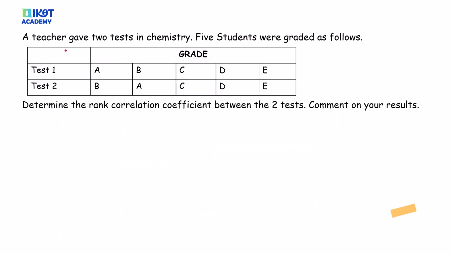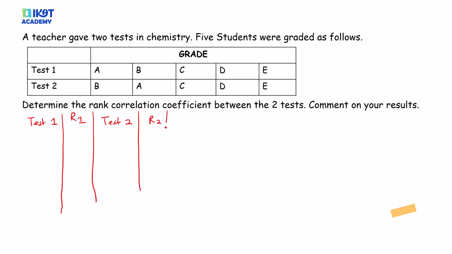Now then you have this second one. Teacher gave 2 tests in chemistry. 5 students were graded as follows. So this also should be simple. So I think I'm just going to do the grading. Then I think everyone can be able to follow. I'm going to put here the final answer you get. So this is test 2. Then this is rank 2.